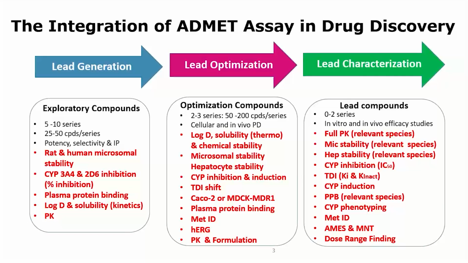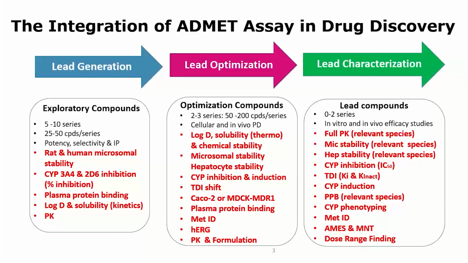Then we do CYP inhibition, and also induction kicks in. Maybe we want to use human donors to see if there is any induction issue, DDI issue. And we do some TDI, time-dependent inhibition shift assay too. Certainly, if we have previous PK data, or at this stage, we run some PK studies.